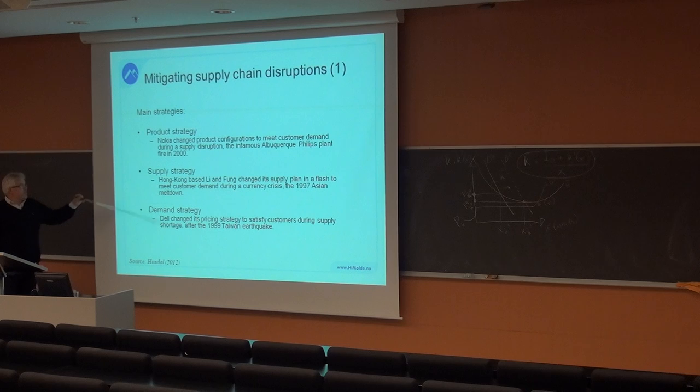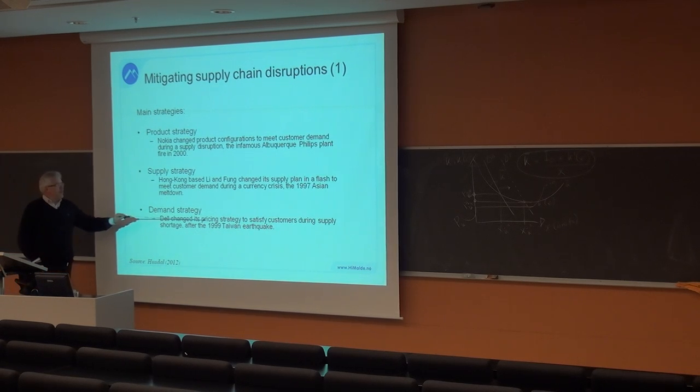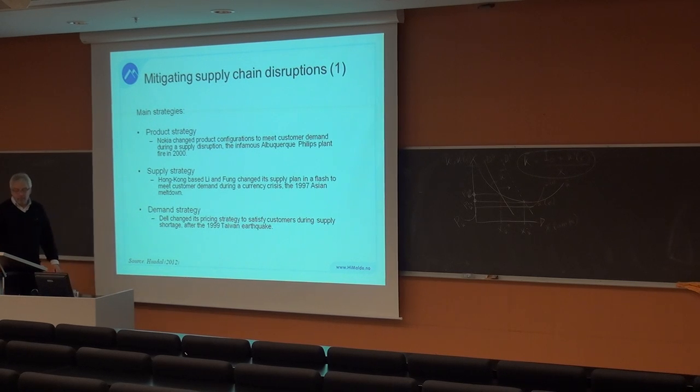Changing suppliers if bankruptcy occurs, and affecting demand. As I told you in one of the earlier lectures, you can actually also influence demand by using, for instance, a price mechanism to make the customer shift demand to other products.